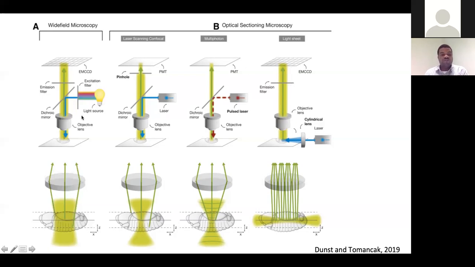So if you compare your Widefield and your light sheet, they are both using the Widefield technology. And then the laser scanning and the multi-photon, well, here there's a pinhole that blocks the illumination. And then in this particular case, there's no pinhole. So you collect the sample straight from the focal point.